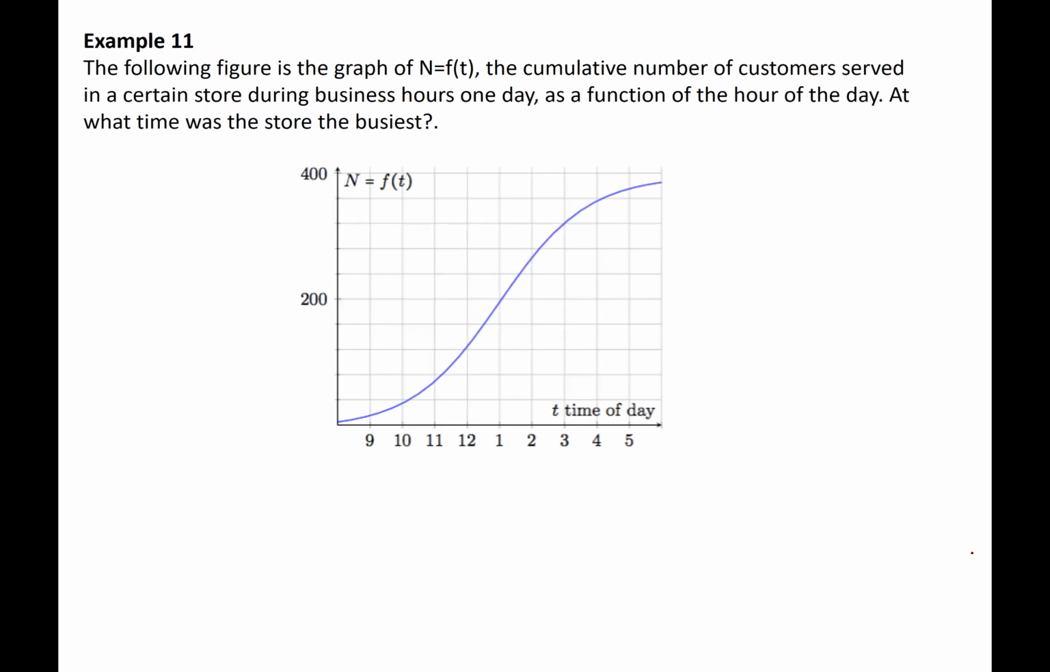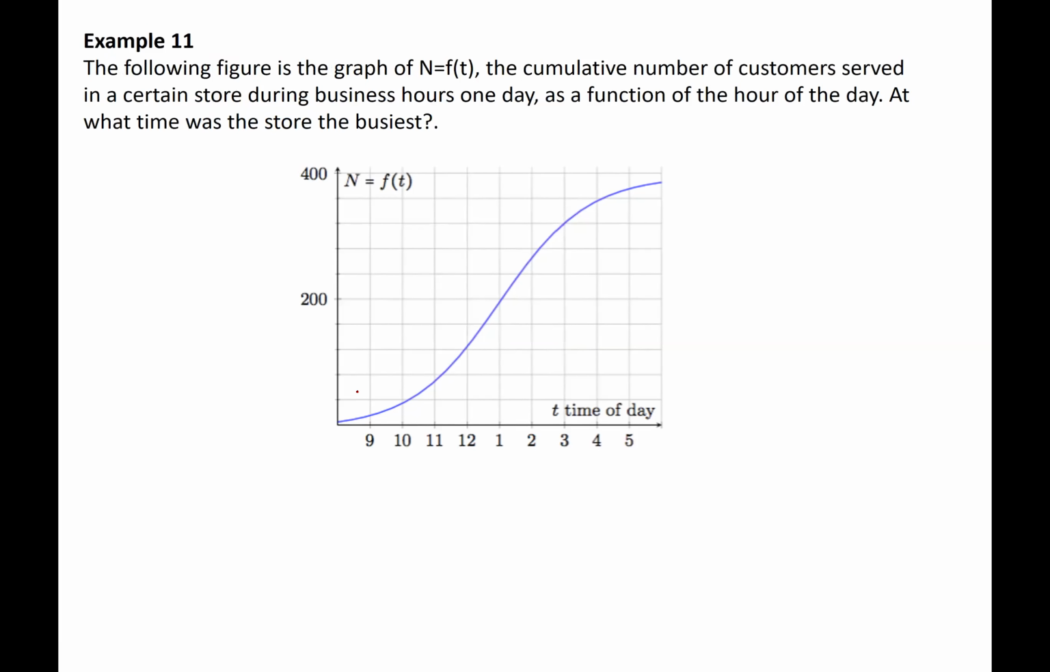Maybe you can answer this. Let's see what we have. The following figure is the graph of N equals f of t, the cumulative number of customers served in a certain store during the business hours one day as a function of the hour of the day. At what time was the store the busiest? What do you think? The store is busiest when the rate of change of the total number of customers is the maximum.